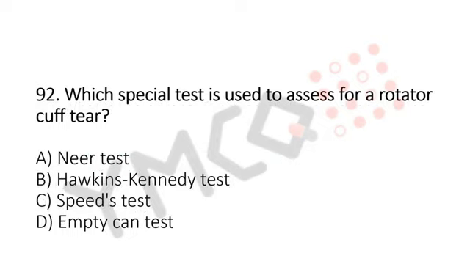Which special test is used to assess for a rotator cuff tear? Option A, Neer test. Option B, Hawkins-Kennedy test. Option C, speed test. Option D, Empty can test. And the answer is option D, Empty can test. Now let's move to question number 93.